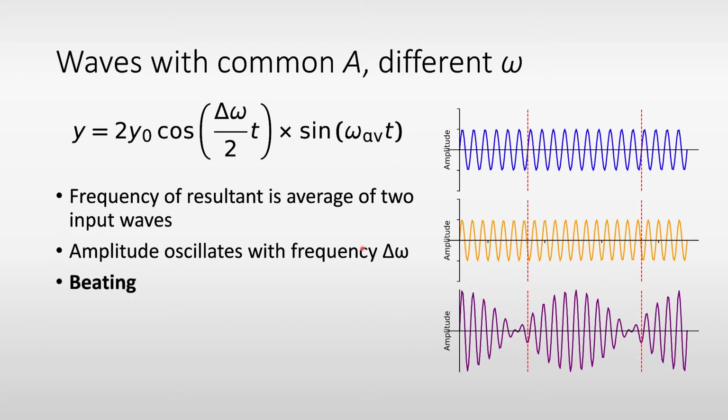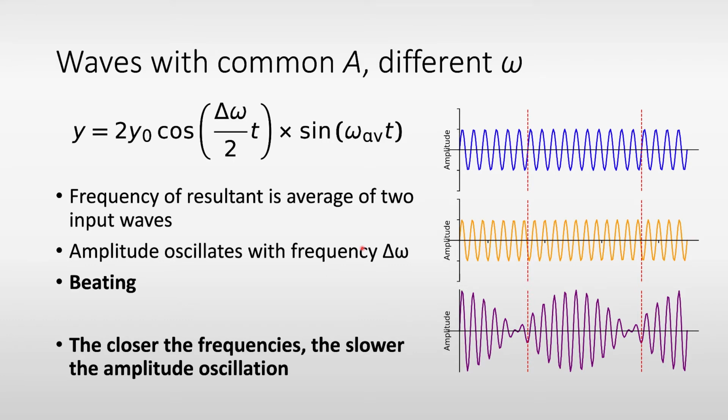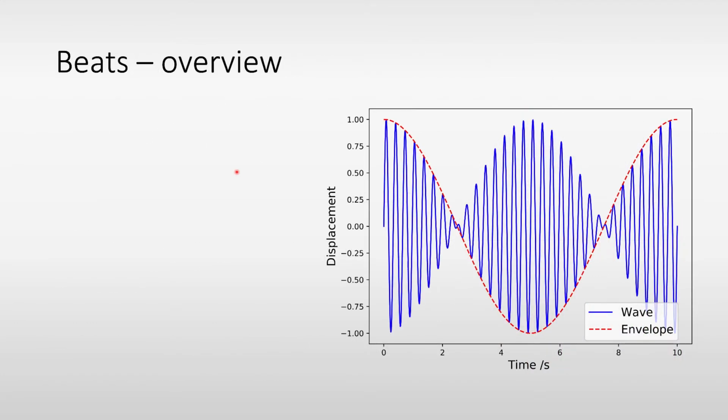This is a phenomenon we call beating, and it's what we observe when we're particularly looking at frequencies which are very close together. We will hear a pulsing sound as that amplitude fades in and out. Fundamentally, the closer the frequencies, the smaller delta omega is, so the slower the amplitude oscillation becomes. So if we have very, very close frequencies, we'll see a much slower beat frequency than if we had very, very different angular frequencies. Let's look at an overview of the beats.